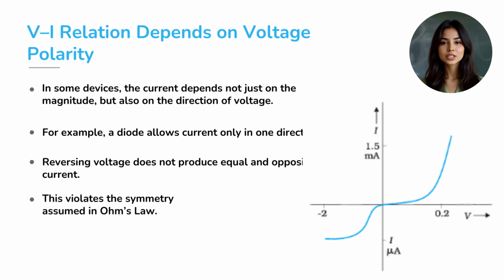Now let's flip the voltage and see what happens. In ohmic materials, reversing voltage direction reverses current symmetrically. But in some devices, like diodes, the response changes entirely. Apply voltage in one direction, current flows. Reverse it, and almost no current flows at all. In the VI graph of a diode, notice how current grows steeply in one direction and flattens out in the reverse. So here, the direction of voltage matters, violating the symmetry assumed in Ohm's law.